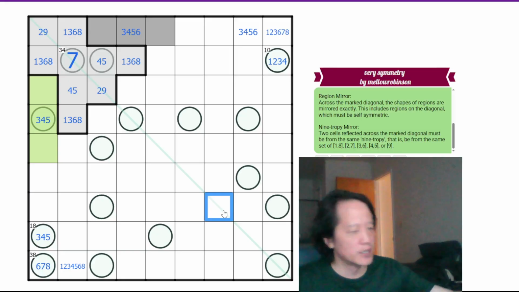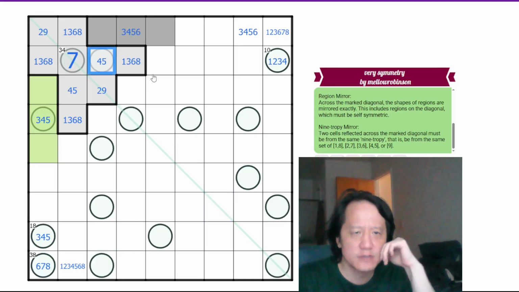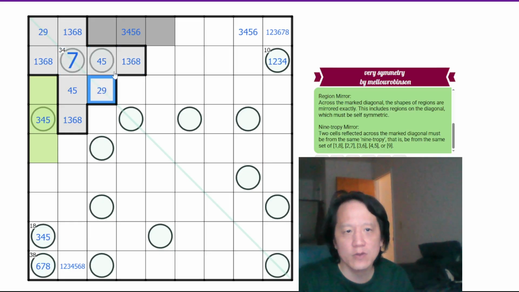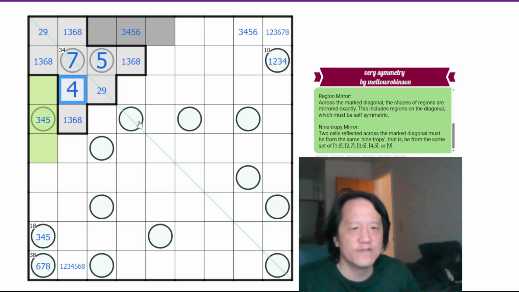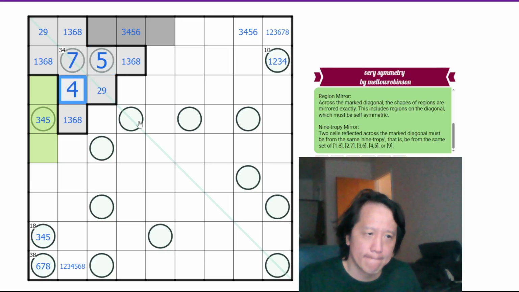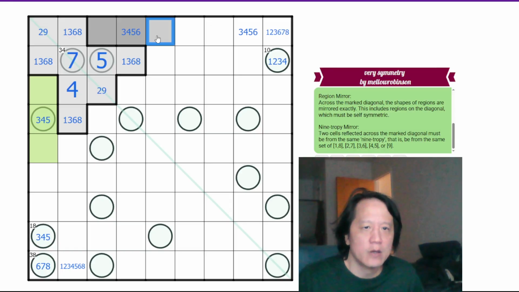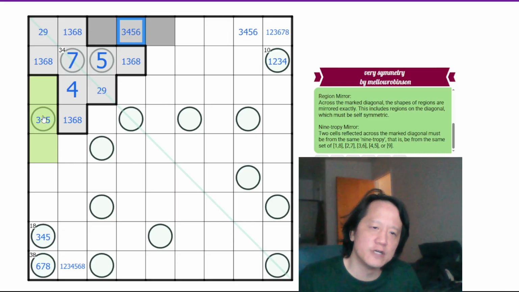What else do we... Oh, this sees 5 cells? 1, 2, 3, 4, 5. Yep. So this sees 5, that sees 4. Oh, this cannot be the same digit as this.